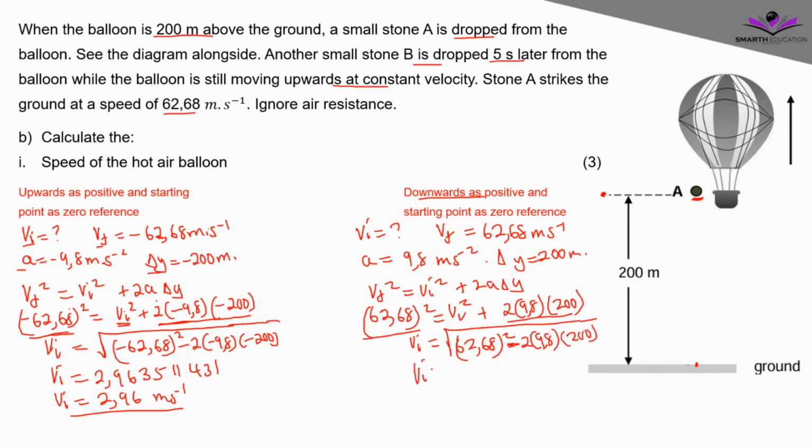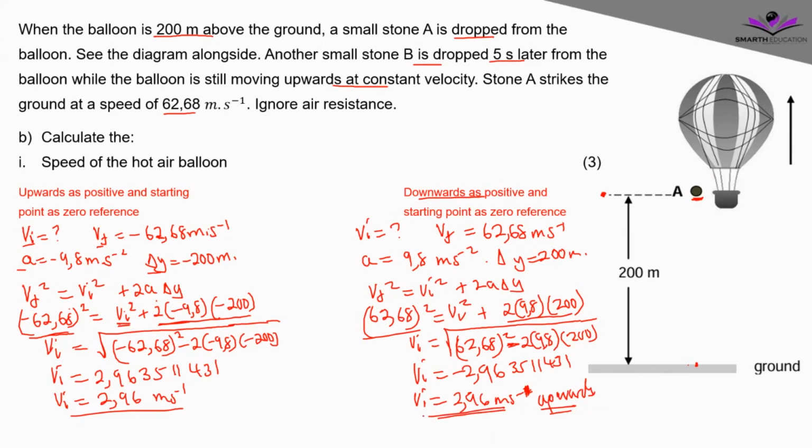It will give you your initial velocity, which is negative 2.96 meters per second, because we took downwards as positive and the balloon is moving upwards. So it means initially the stone is moving upwards with the balloon. That's why I'm getting negative here. Therefore, Vi is equal to 2.96 meters per second upwards. That's B1.